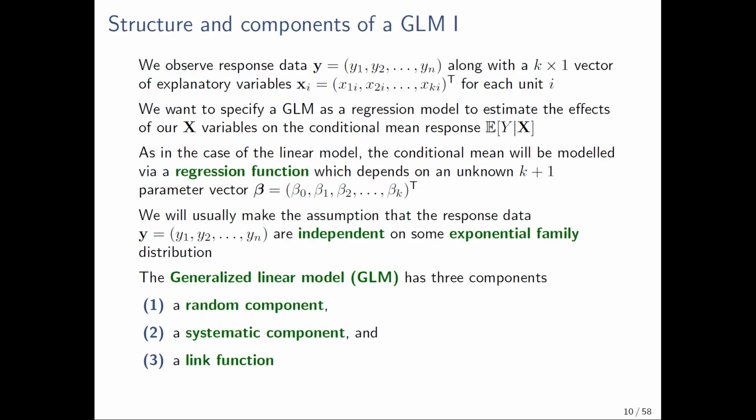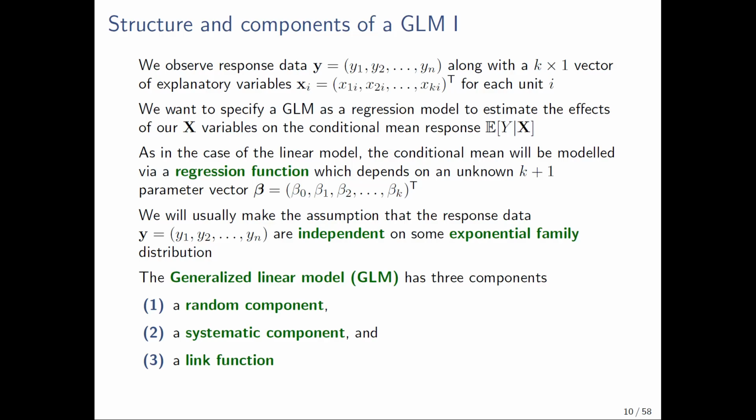Now in the linear model, the conditional mean is modelled via a regression function, and that's what we're going to do here. So as in the case of the linear model, the conditional mean is going to be modelled by a regression function depending on an unknown set of parameters, an unknown k by 1 parameter vector. We'll make the assumption throughout that the response data are independent, with some distribution belonging to what's called the exponential family of distributions, and I'll explain in a minute what that means.